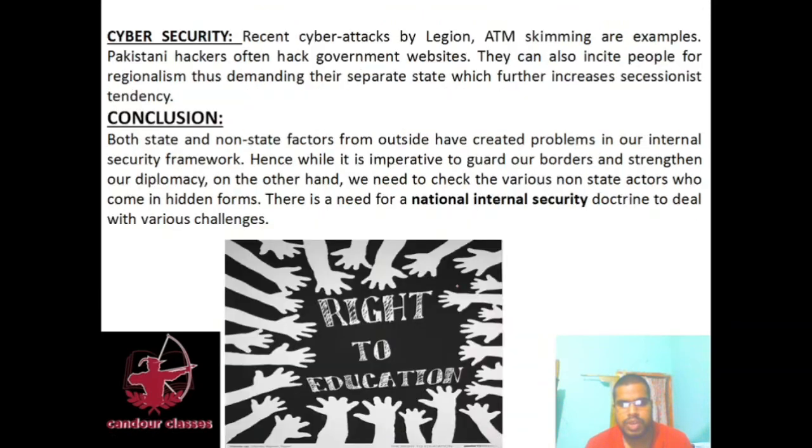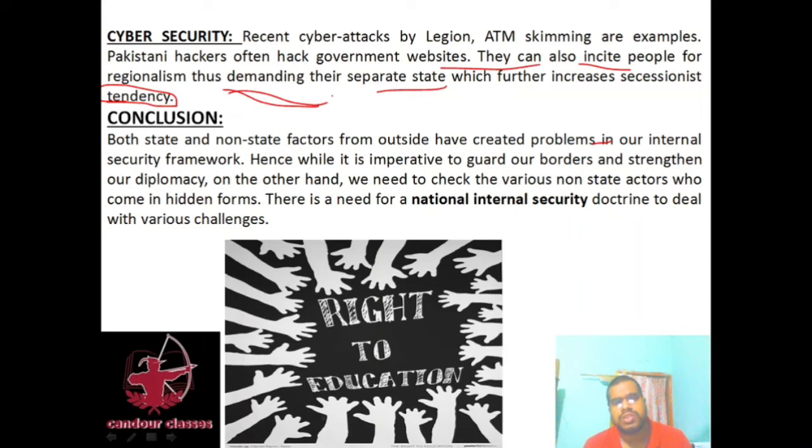Okay, then we'll talk about cybersecurity. Like I have told you, hacking of ATMs and hacking of computer systems, including government computer systems, is also a kind of terrorist activity, known as cyber terrorism. Recent cyber attacks like ATM skimming are examples. Pakistani hackers often hack government websites. They can also incite people toward regionalism, thus demanding a separate state, which further encourages secessionist tendencies, as I have told you in the example of the Khalistan movement.